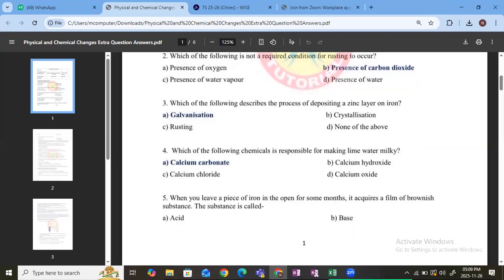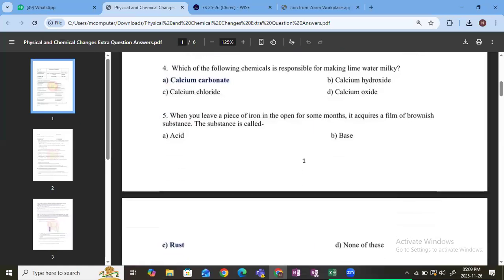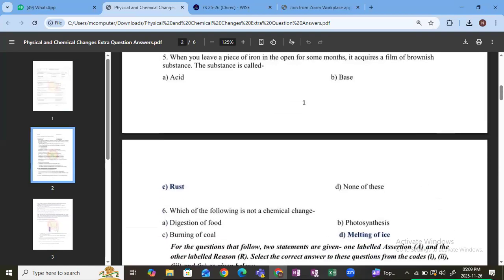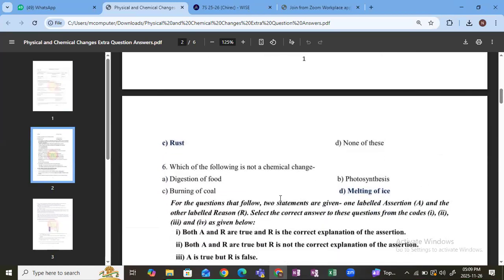When you leave a piece of iron in the open for some months, it acquires a film of brownish substance. The substance is called rust. Which of the following is not a chemical change? Is it the digestion of food, burning of coal, photosynthesis, or melting of ice? Definitely, ma'am, only melting of ice.